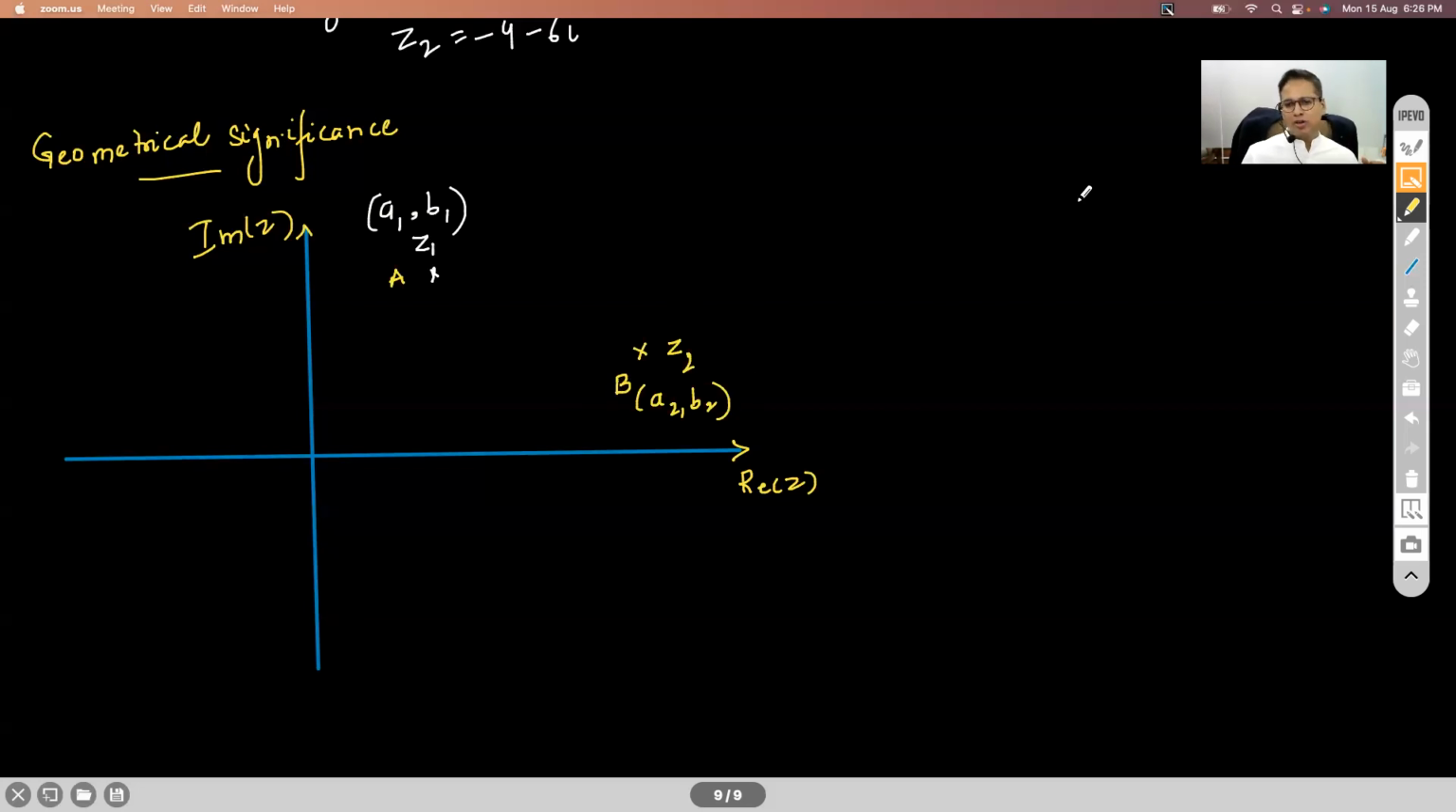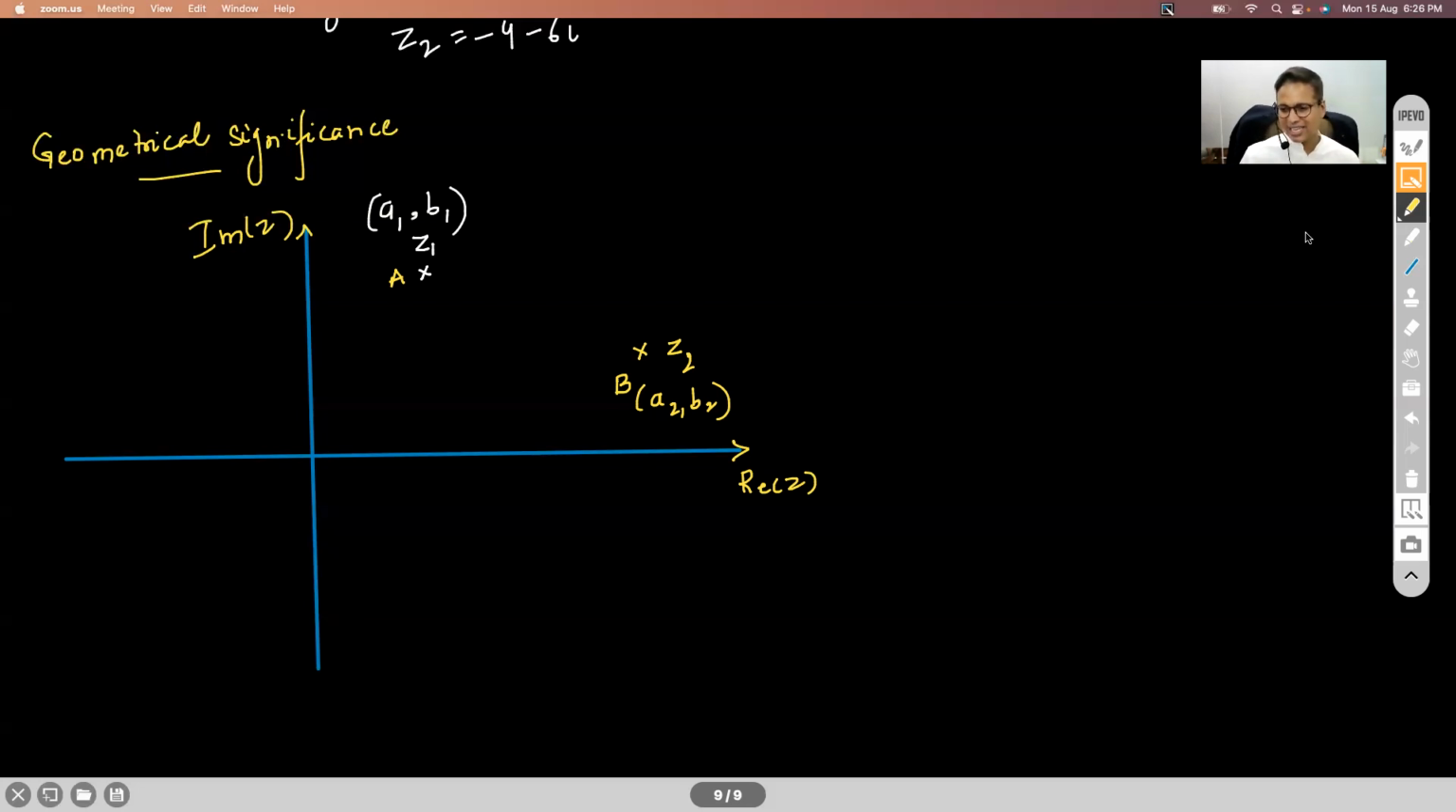Now can anybody tell me geometrically where Z1 plus Z2 should be located on this plane? Don't ask me for A1, B1, A2 and B2 values. Can somebody tell where the Z1 plus Z2 point lies on this plane without any value substitution? Of course you have to make a diagram, but without substituting values.